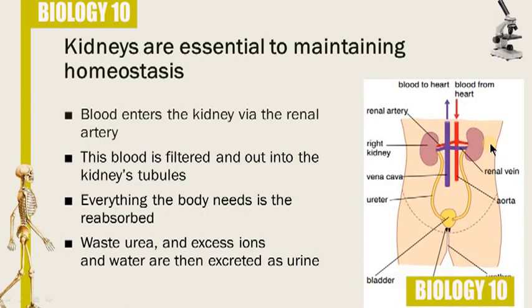Here we can see them in red. The blood is then filtered in the left and right kidney. Anything the body finds useful will be reabsorbed via the vena cava, and anything else that's waste, such as urea or excess ions, will then be filtered down into the bladder and released as urine.